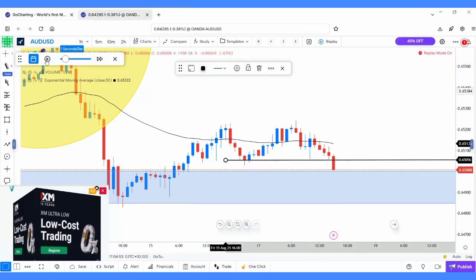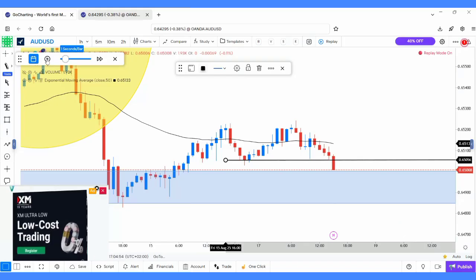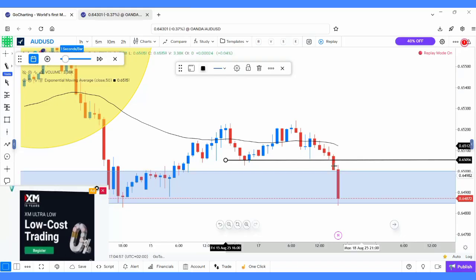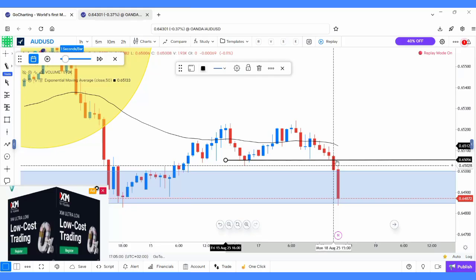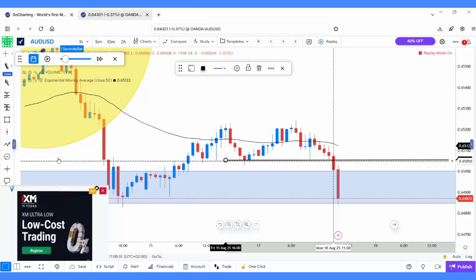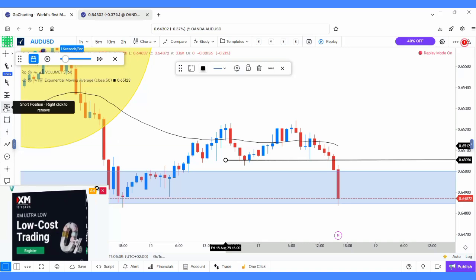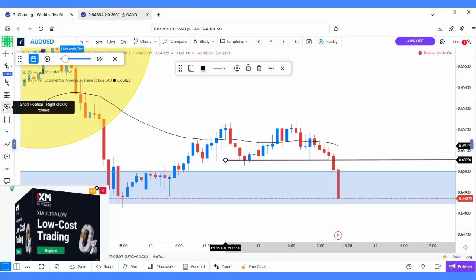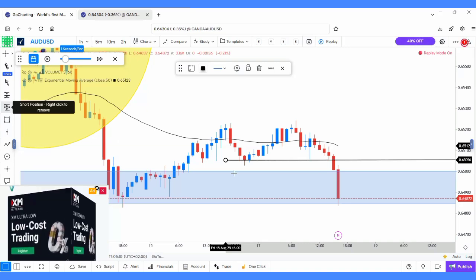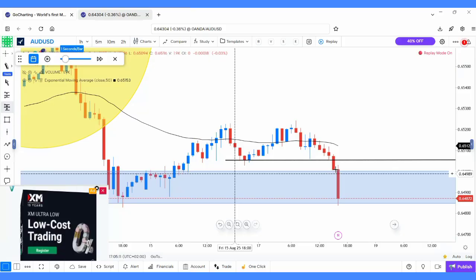So let's play. So you see, it was somewhere here. So it didn't reach all the way, but it was somewhere there above. So that's when I entered. And it's not because I was waiting for the retest. I wasn't gonna wait for the retest because my stop loss was just enough, even if I entered here.